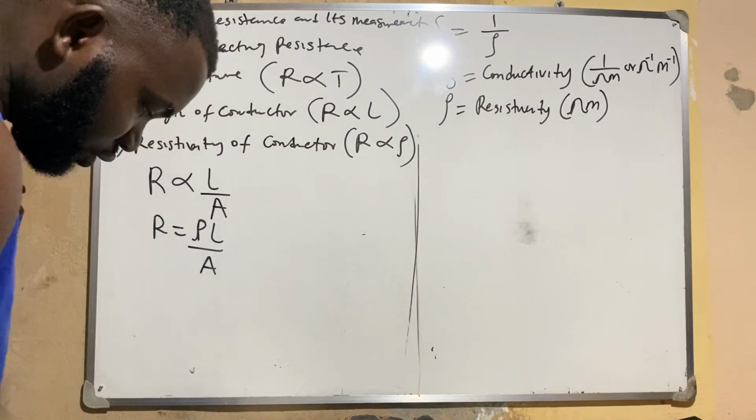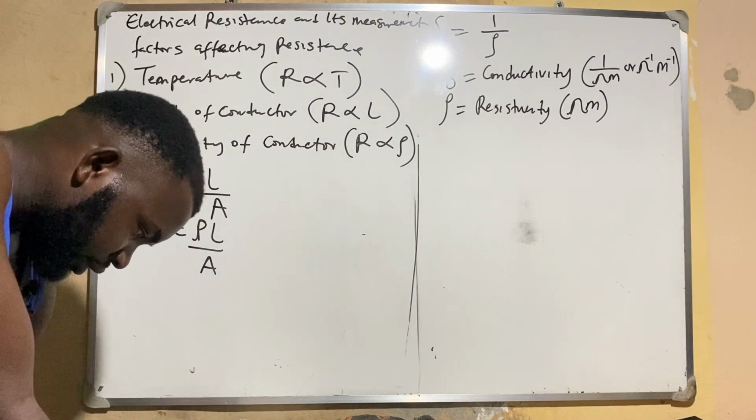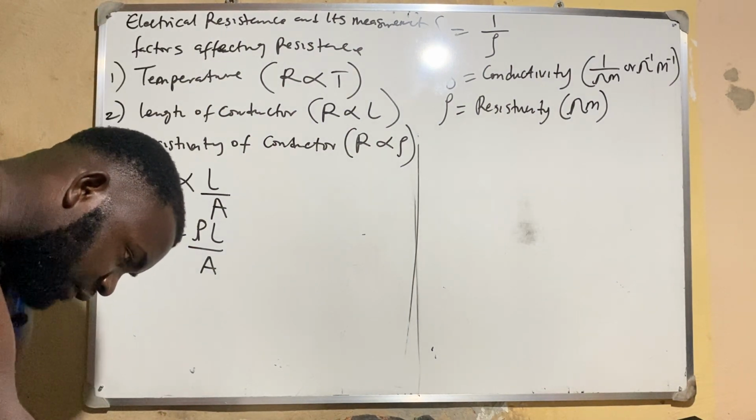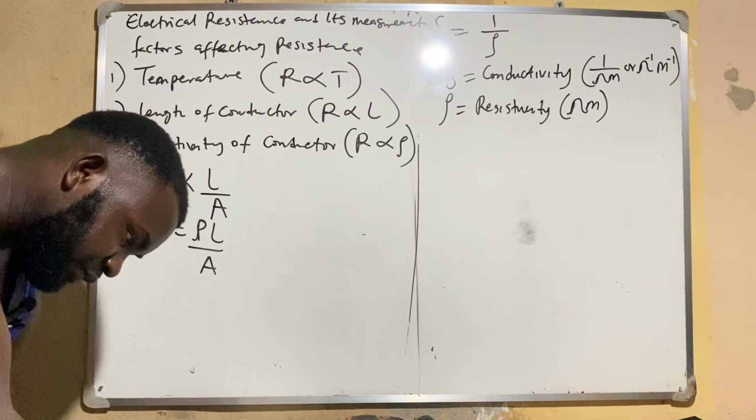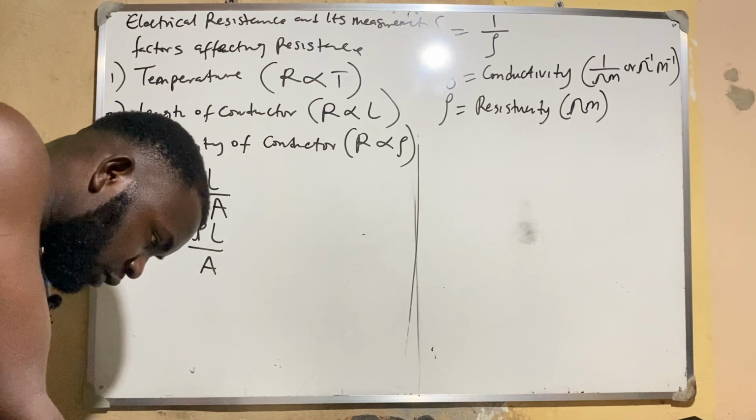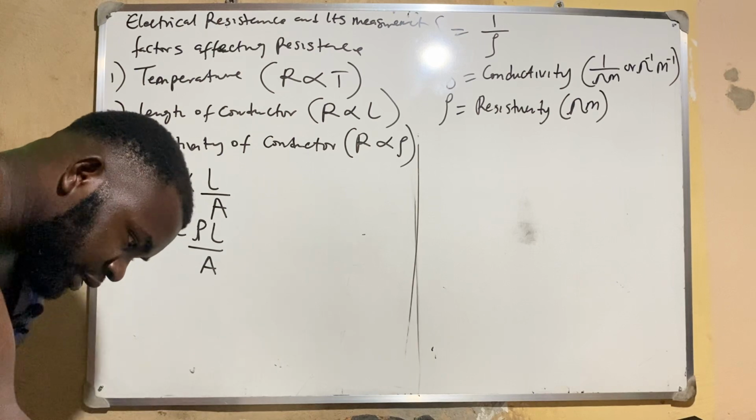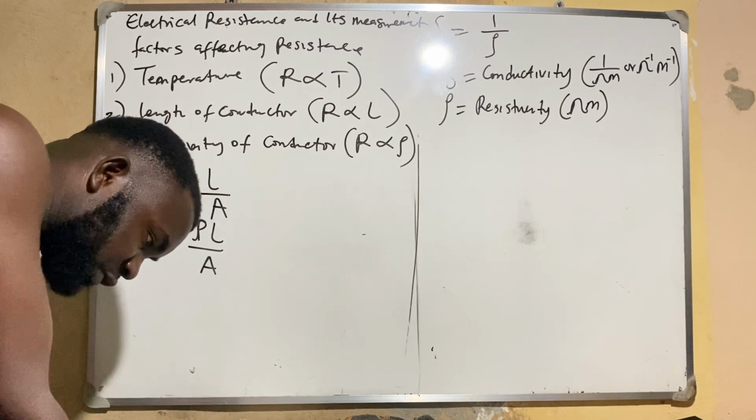Okay, so now write the effect of rise in temperature on the resistance. Number 1, for a metallic conductor, that is pure wire, the resistance increases as the temperature increases.